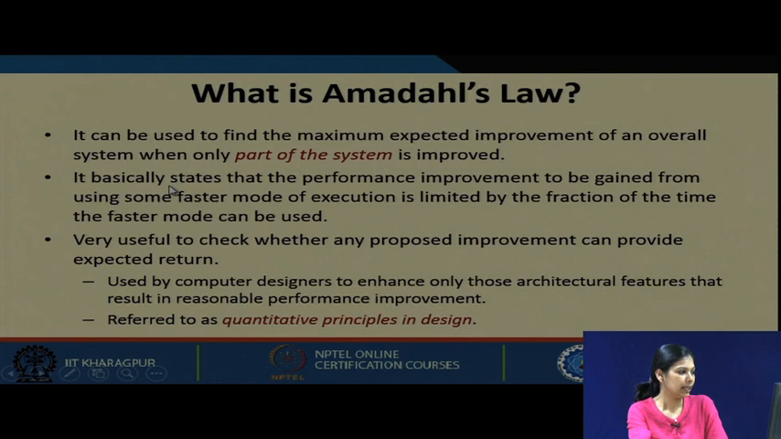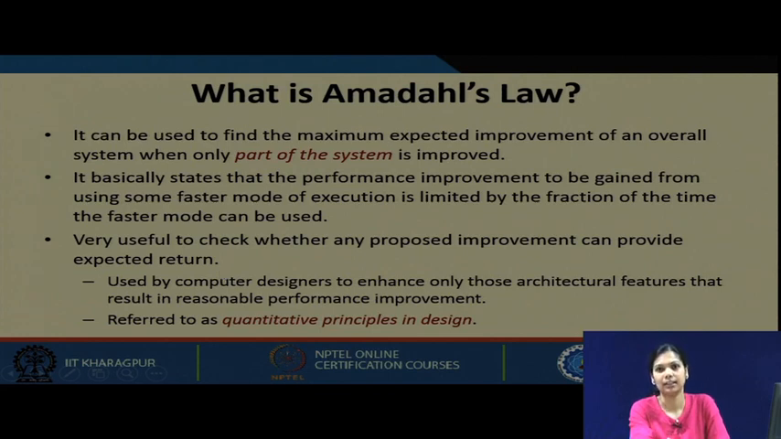We will see the improvement of an overall system when only a part of it is improved, because another part we cannot improve. It basically states that the performance improvement to be gained from using some faster mode of execution is limited by the fraction of time the faster mode can be used. This again comes in terms of execution of some instructions. As we are improving a fraction of the part, and if that fraction can be used more, then the overall improvement can be further increased. So, it is very useful to check whether any proposed improvement can provide the expected return or not.